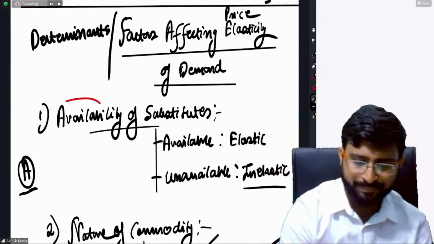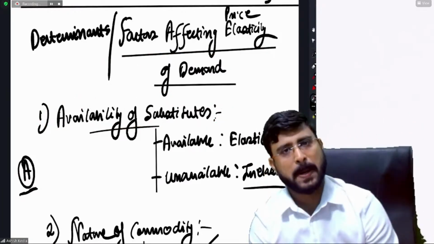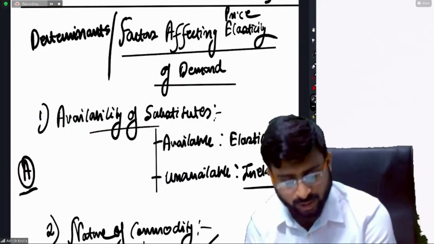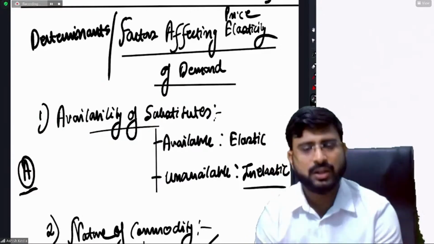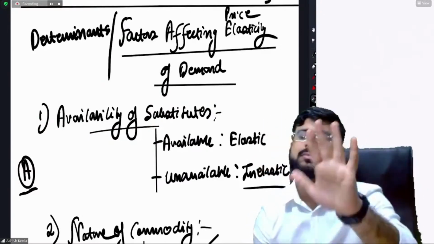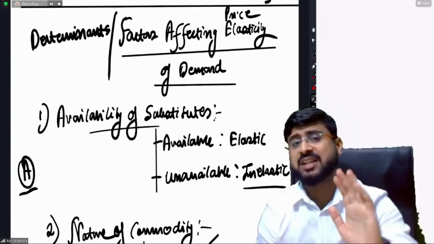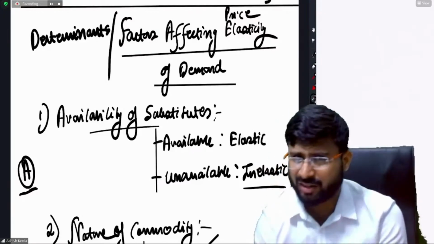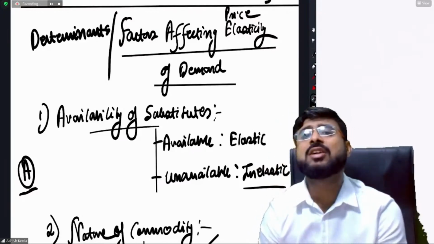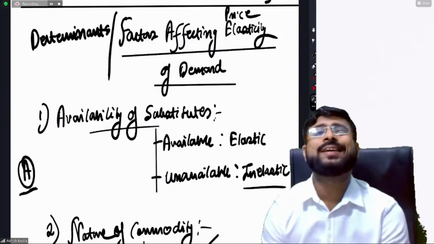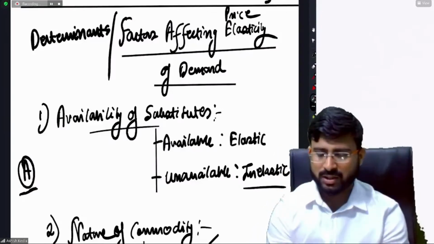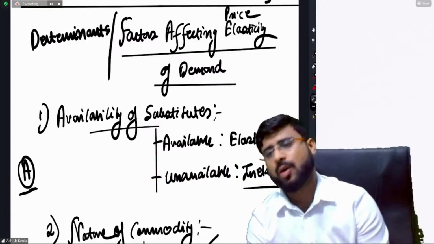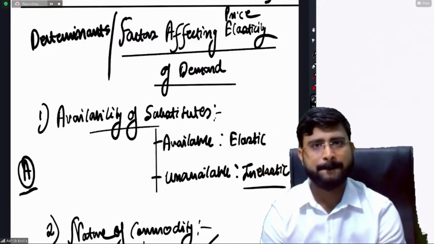Number one is availability of substitutes. Now I will tell you one simple trick. If demand can change by large variations, it is elastic. But if demand will change little, not by much, that is the case of inelastic demand. Hopefully we are ready for this now.